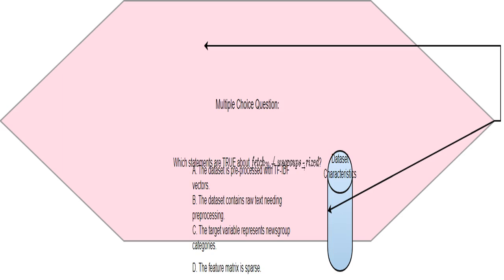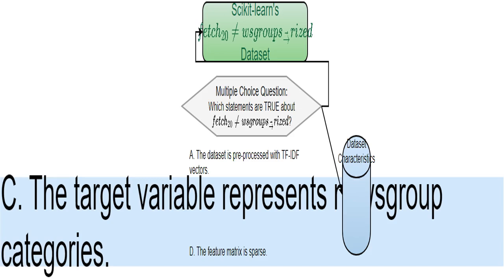I see. This is a multiple-choice question testing your knowledge of a specific dataset in Sklearn, a popular machine learning library in Python. We'll analyze each statement individually to determine which ones are true. Let's dive in. This simply indicates we're about to investigate the properties of this particular dataset. Think of this as a title for this section, setting the stage for our analysis.